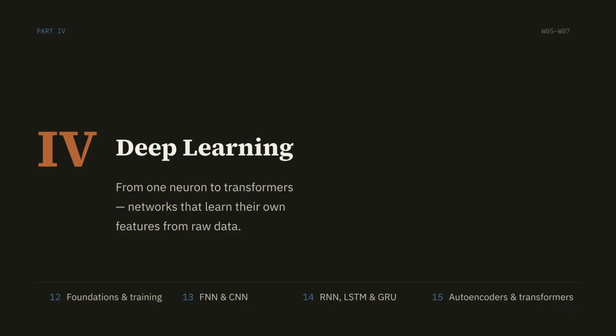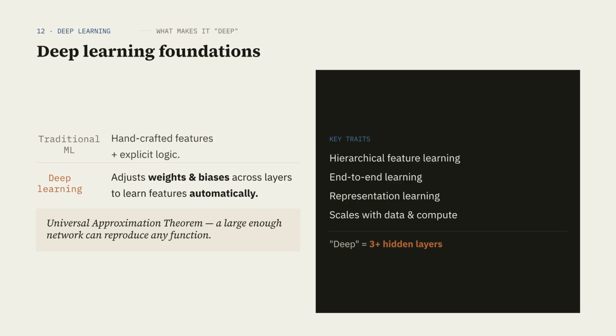Welcome to part 4, deep learning. This is where we go from single neurons to massive architectures, like transformers. We focus on how these networks learn features directly from raw data, building complexity layer by layer. Deep learning is a subset of machine learning using multi-layered neural networks. Deep means 3 or more hidden layers. The big shift here is from handcrafted features in traditional ML to automatic feature learning. The universal approximation theorem proves that large enough networks can represent any function.